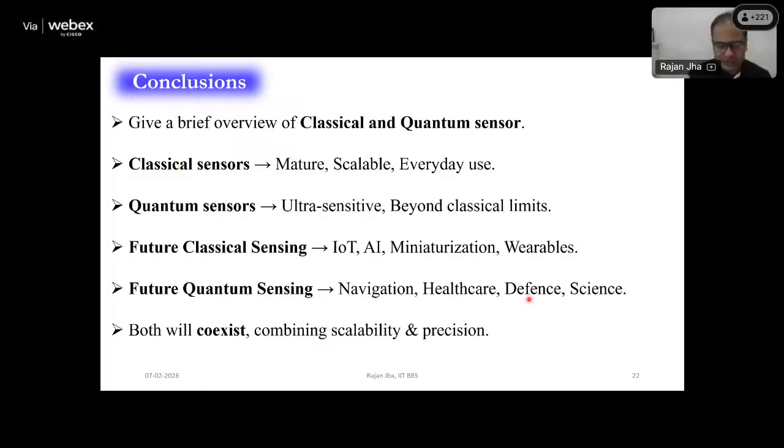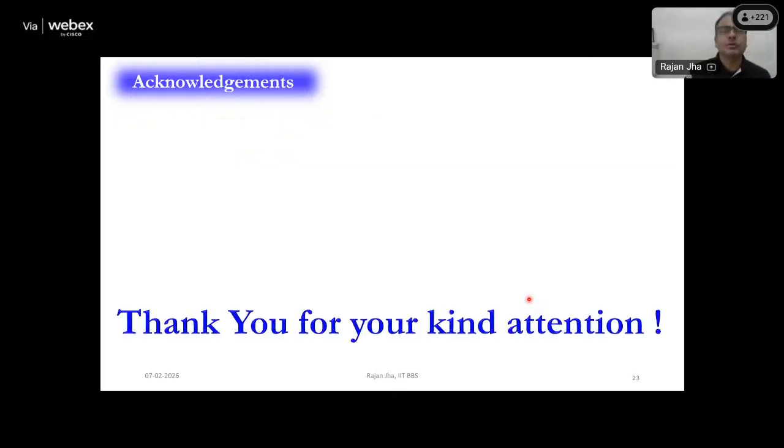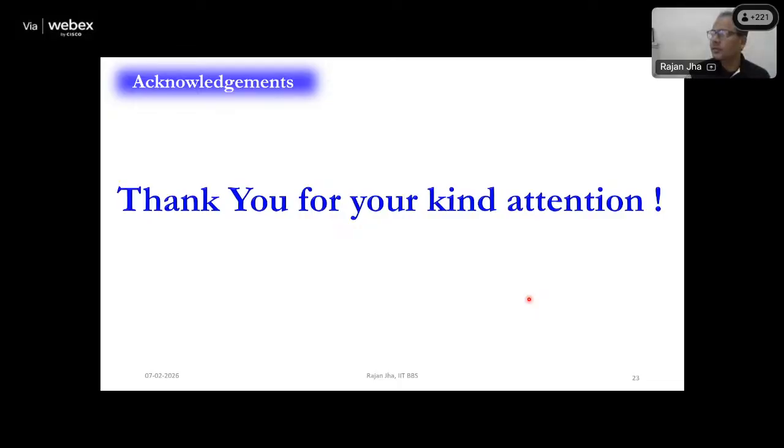As I told you, there are a lot of challenges. It's very expensive. Scalability is an issue. Both will exist, but as humans, we will take the best of both worlds to see how things can be utilized to solve the problems of humankind. So with this, I would again acknowledge everybody involved, my lab, and I would like to thank all of you for your kind patience and listening. Thank you very much.